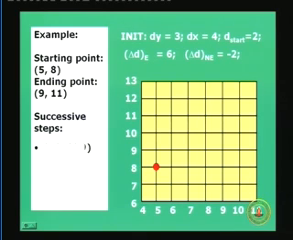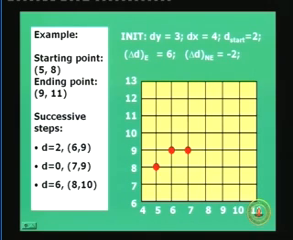Okay, so I'll repeat this set of successive steps once again. This was the starting point, and then first variable d is equal to 2, so choose 6, 9, then d is equal to 0, you choose 7, 9, then you have d is equal to 6, it gives you 8, 10, and then again d is equal to 4, you actually choose the last point 9, 11. So that's the example which you have taken. I do encourage that you should take some more examples to get used to applying this algorithm.